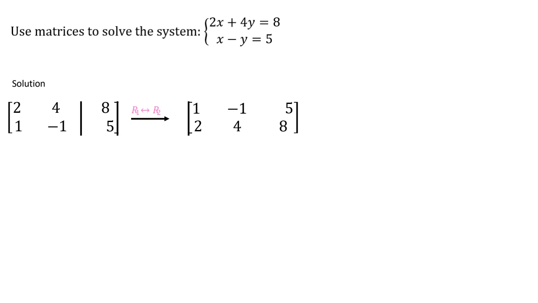I'm going to make row 2 become my row 1. So this is the syntax: row 1 is interchanging with row 2. And I did it here. My new row 1 is 1, -1 equals 5. I'm missing the pipe again. And row 2 is 2, 4 equals 8. Now the next step is I want a 0 here.